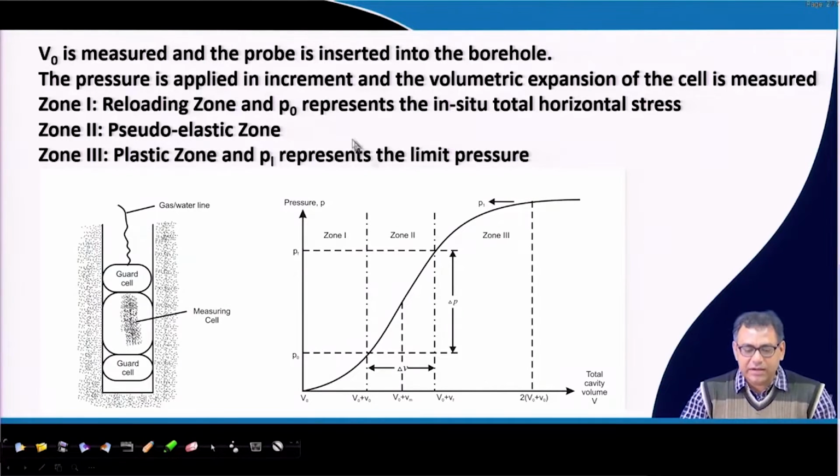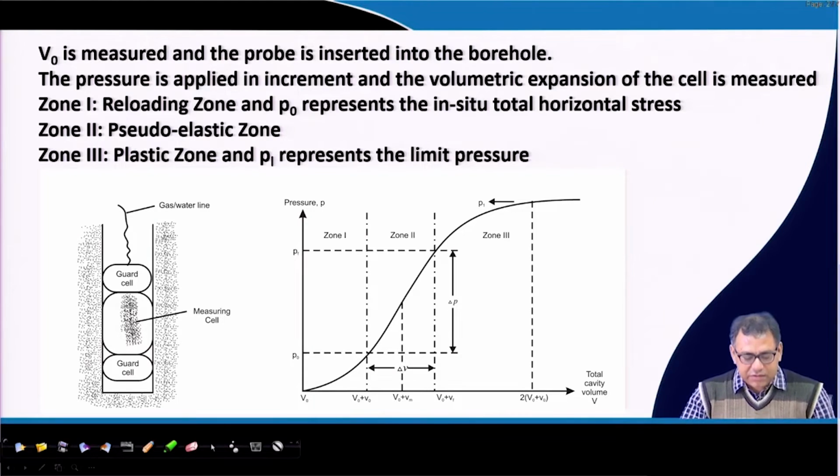That is why this pressure P0 is called the in situ total horizontal stress, because that is the in situ condition of the soil. Initially the soil was disturbed, now we apply the pressure and the probe expands. So, it reaches its initial condition at this volume change v0 at P0 pressure. So, this is called the reloading zone.